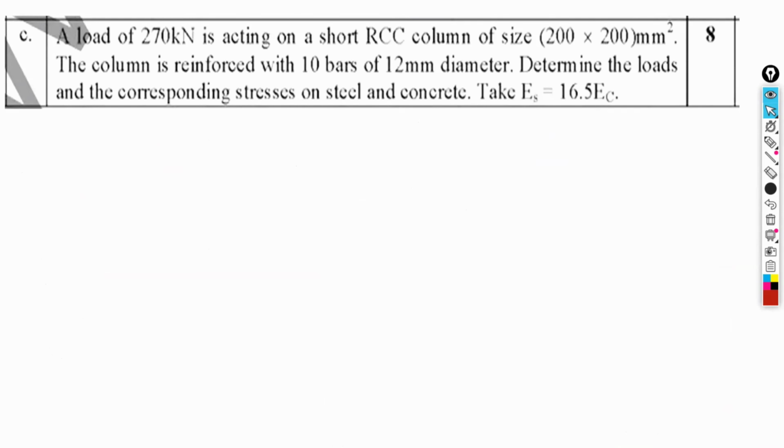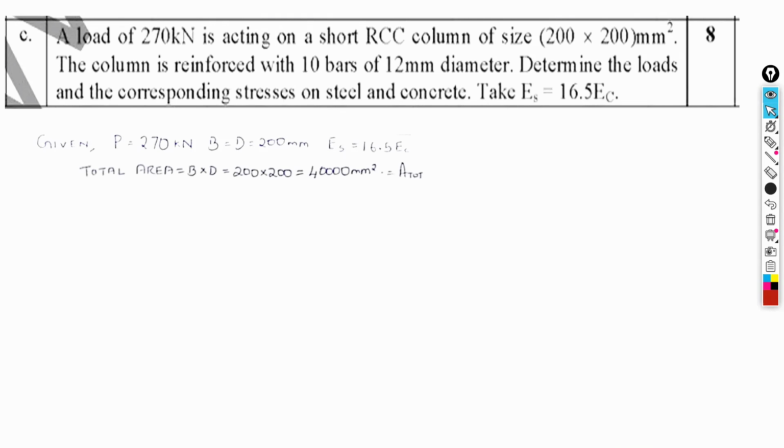Next question, a load of 270 kilonewton is acting on a short RCC column of size 200 by 200 mm square. The column is reinforced with 10 bars of 12 mm diameter. We have to determine the loads and the corresponding stresses on steel and concrete. They also gave Young's modulus of steel equals 16.5 times Young's modulus of concrete. They gave P equals 270 kilonewton, then breadth and depth B into D are both the same. So B equals D equals 200 mm.